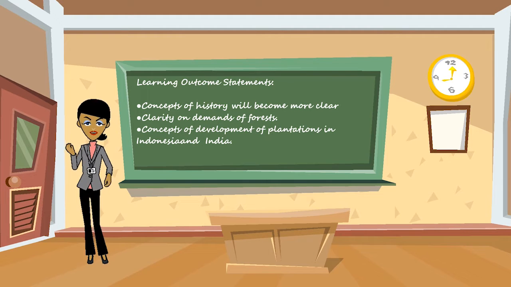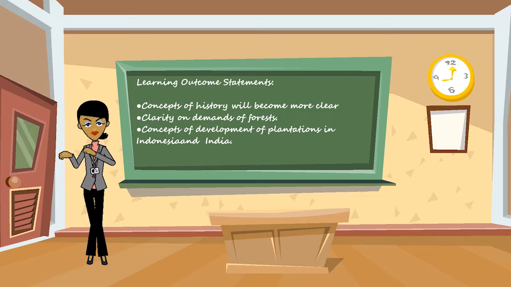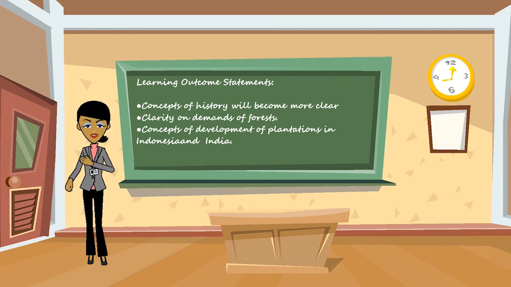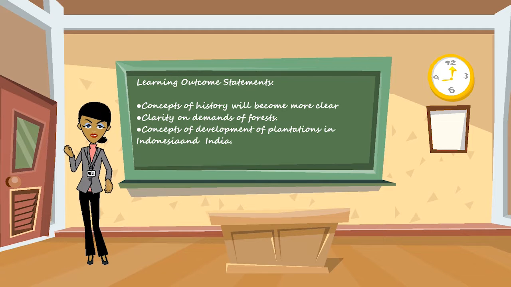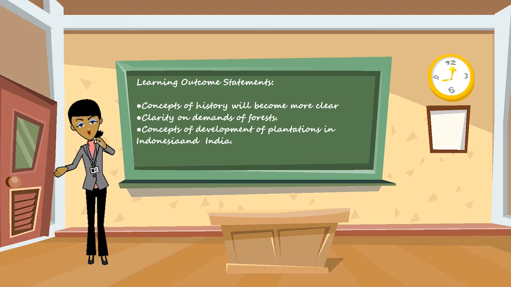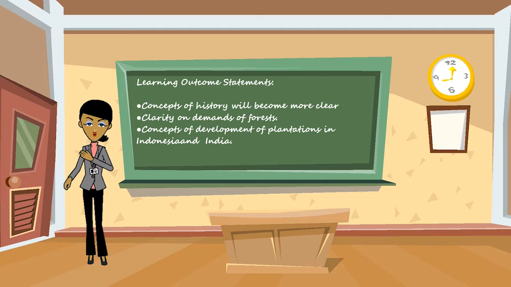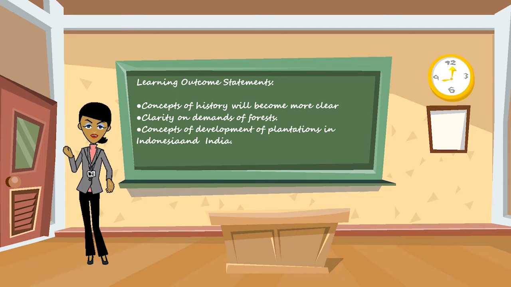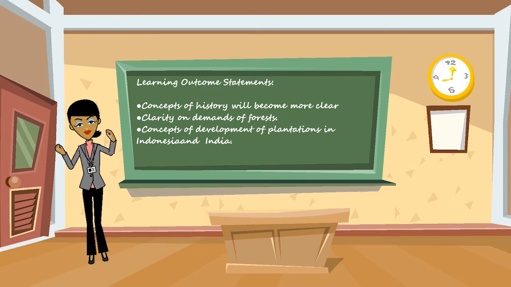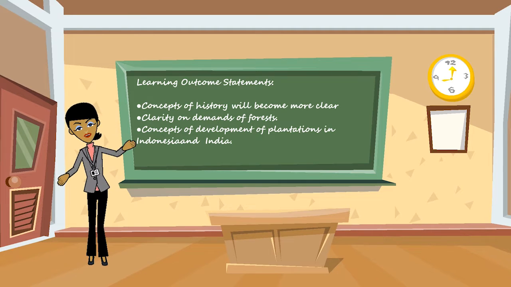Students will also get to learn topics such as new rules of forest use, new ways of organizing the forests, colonial control, how forest areas were mapped, trees were classified, and plantations were developed. The chapter will give you an idea of the history of such developments in India and Indonesia.